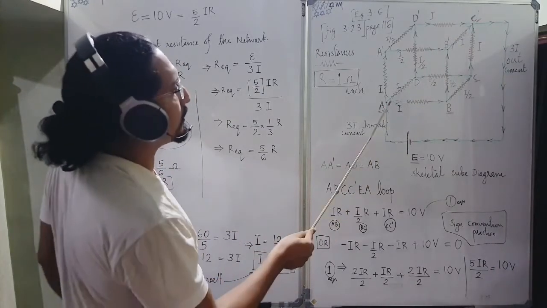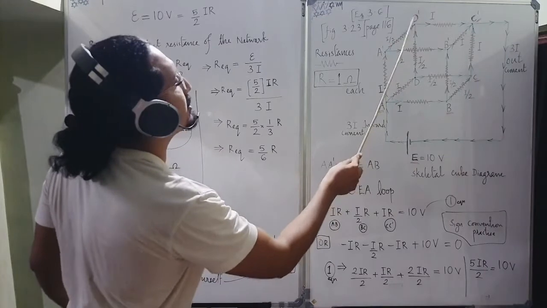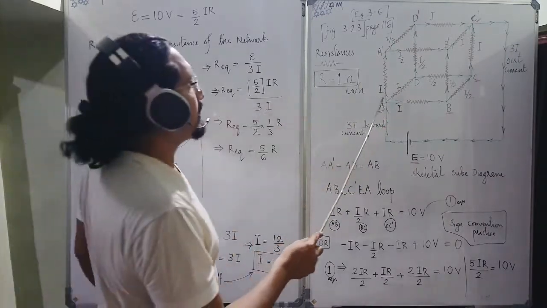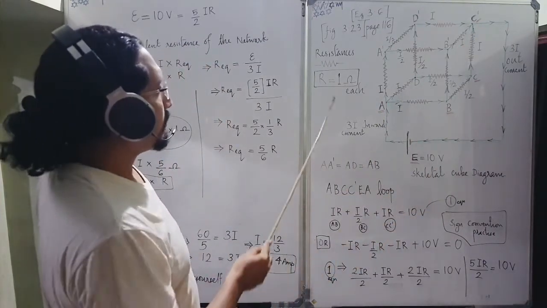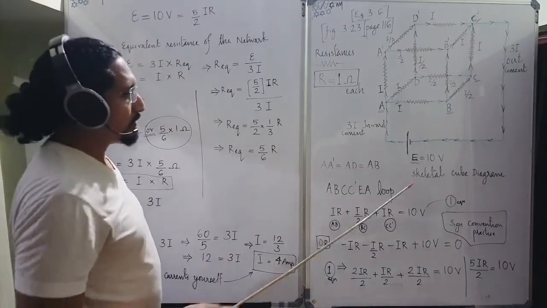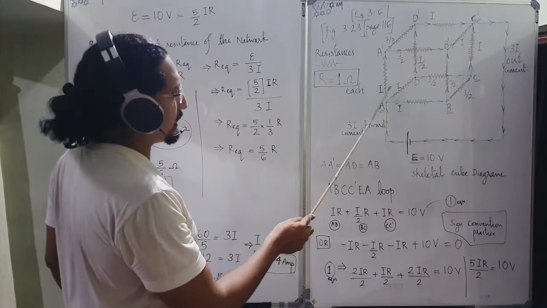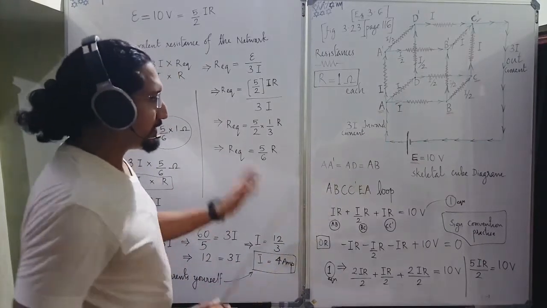I will make it easy for you. This A, B, C, D is the bottom plane, and A dash, B dash, C dash, D dash is the top plane. First of all, the geometrically opposite points A and C dash are joined to this cell. So if R is 1 ohm, then what will be the current in it? That's the problem. So first of all, we will take the current equal. The currents over here are the same, so the currents in A dash, AD and AB are equal. This is the basic thing.